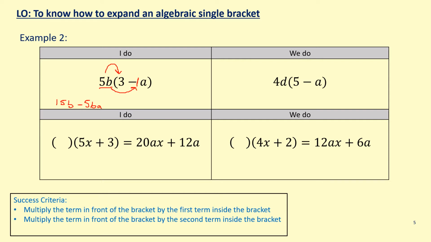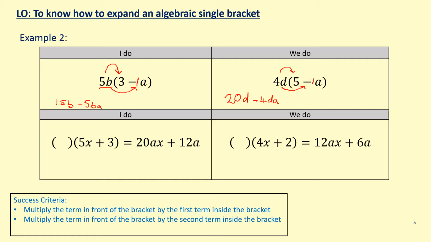And now please pause the video here and attempt the first we do for me, please. Thank you. Okay, so what we should have done for the we do is 4d multiplied by 5 to get 20d, and then 4d times minus 1a to get minus 4da.